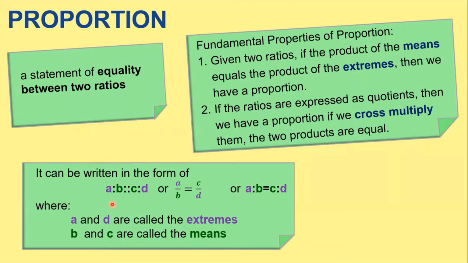It can be written in the form of A is to B as C is to D, or A over B equals C over D, or A colon B equals C colon D. The A and D are the extremes, and B and C are called the means. The fundamental property of proportion: given two ratios, if the product of the means equals the product of the extremes, then we have a proportion, or the two ratios are proportional. If the ratios are expressed as quotients, then we have a proportion if, when we cross multiply them, the two products are equal.